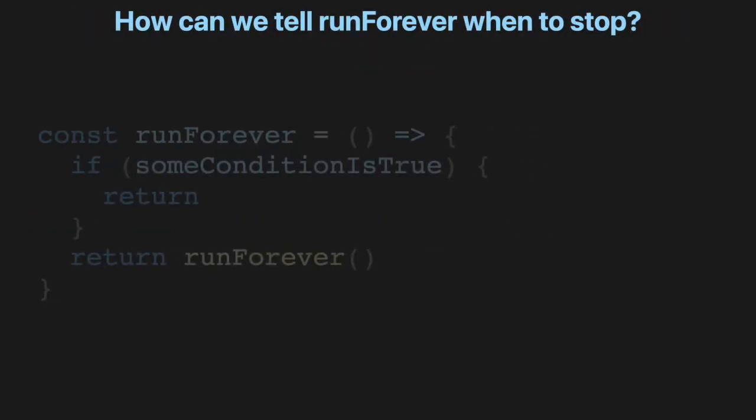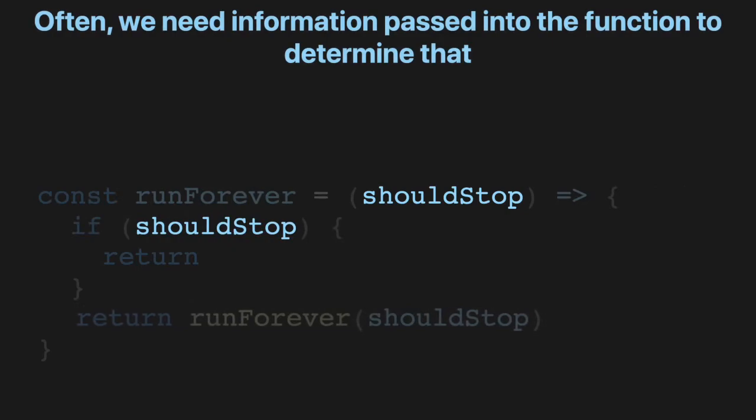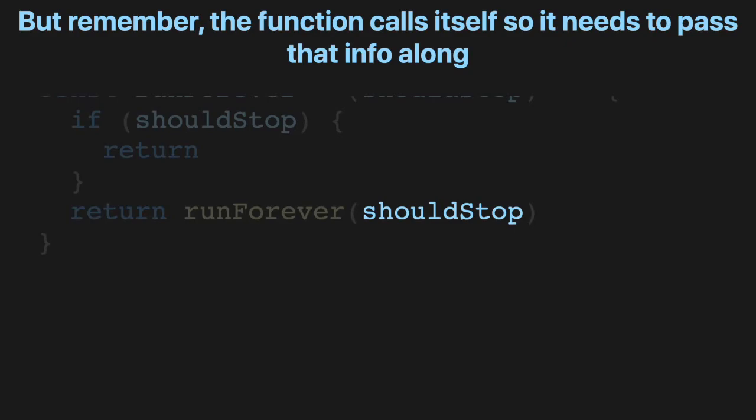So how can we tell runForever when to stop? Well, we need some condition to know when to return, right? You handle this with an if statement probably, but we need some condition to know when to return from the function. And often we need some information passed into the function to be able to determine that, right? But remember, the function calls itself. So if there is any information, you may have to pass that along in the recursion.